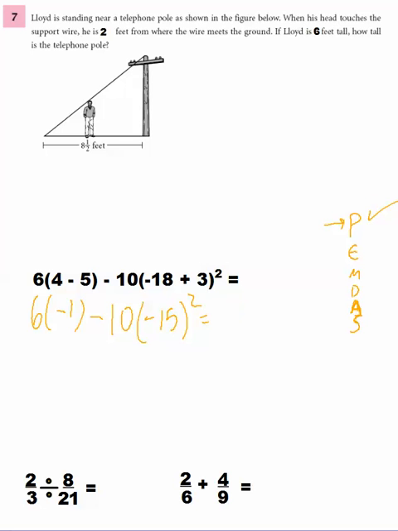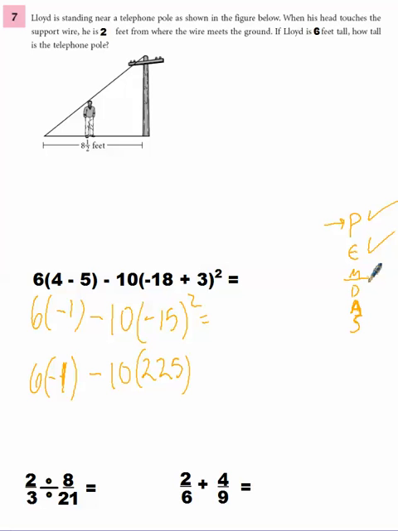So I've done that. So now it's on to my exponents. So I only have one exponent. I have negative 15 squared. Now the squared means negative 15 times negative 15. Negative 15 times negative 15 is positive 225. And I rewrite everything else. So I have 6 times negative 1 minus 10 times 225. So now I have done that.